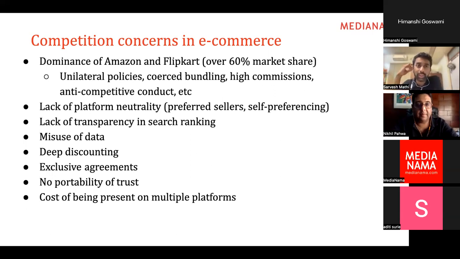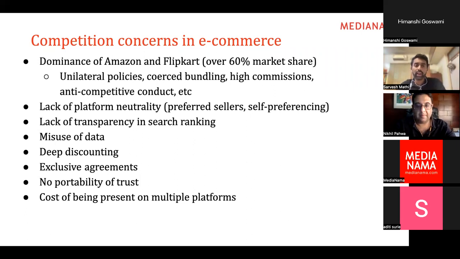Then the other issue is deep discounting, predatory pricing, in terms of how they use foreign funds to heavily discount products. And in the short run, this is beneficial to consumers, but in the long run, when competition is pushed out, it allows Amazon and Flipkart to charge a higher rate and have customers with no other alternative. So you pay higher prices in the long run, even though in the short run, the predatory pricing might seem beneficial to you.